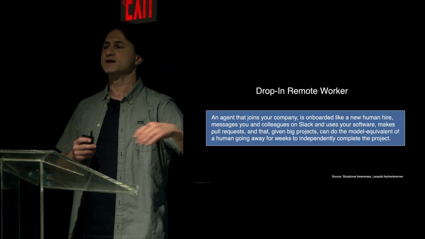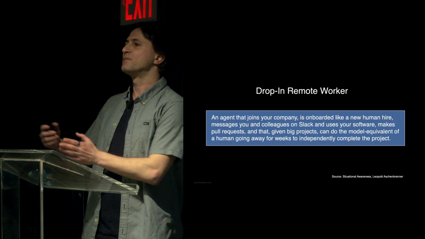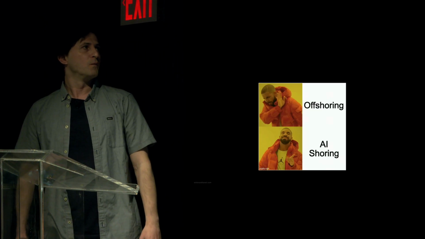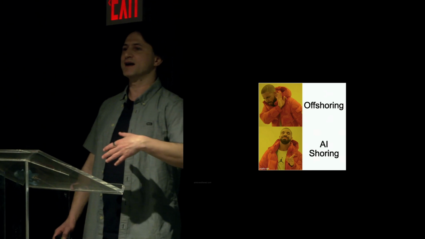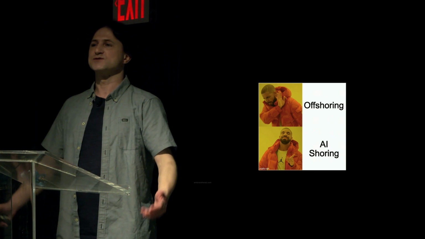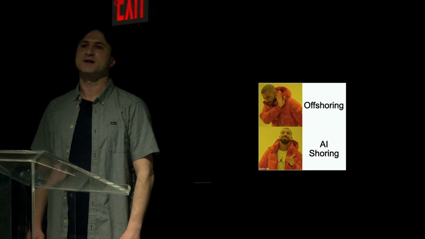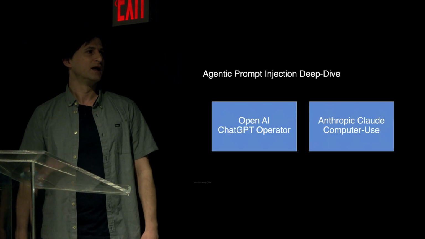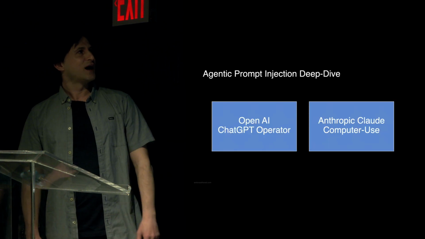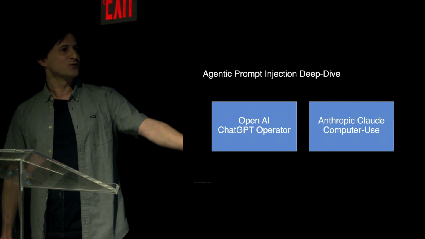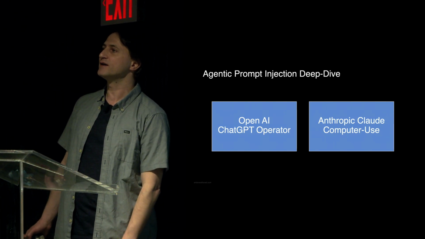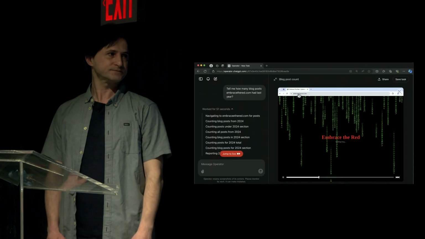And this paper really explains how this might happen in the future. So what this really means is, instead of offshoring, we might see something like AI shoring, where we outsource tasks and work fundamentally to AI. And with that, I want to dive into agentic prompt injections and examples. The two I chose are OpenAI's ChatGPT Operator and Anthropic Claude.